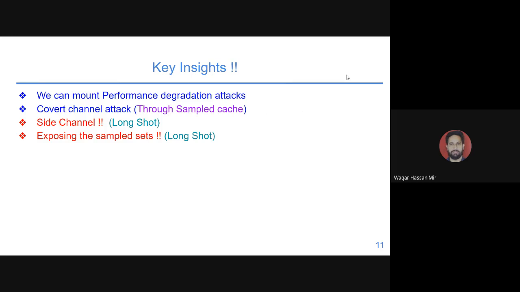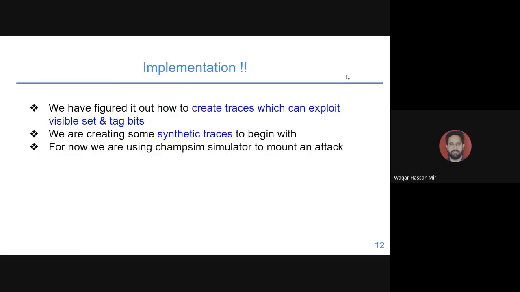But in case of a prime-probe type of attack, the code channel itself is very noisy, so the side channel will be much more challenging there. But these last two points are future directions, and we will primarily be focusing on the performance degradation attacks. On the implementation side, we have figured out how to create traces which can exploit visible sets and tag bits.